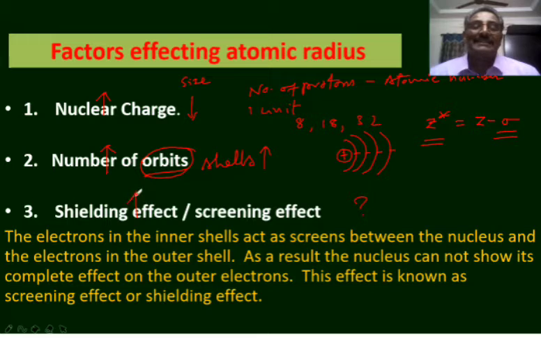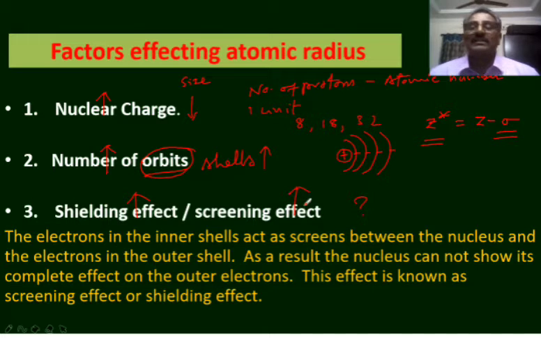Increase in screening effect. If the screening effect increases, what does it cause? Increase in screening effect causes the effective nuclear charge to decrease. As a result, the size of the atom increases. In these three factors, nuclear charge causes decrease in the size, and the other two factors, number of shells and shielding effect, cause increase in the atomic size.